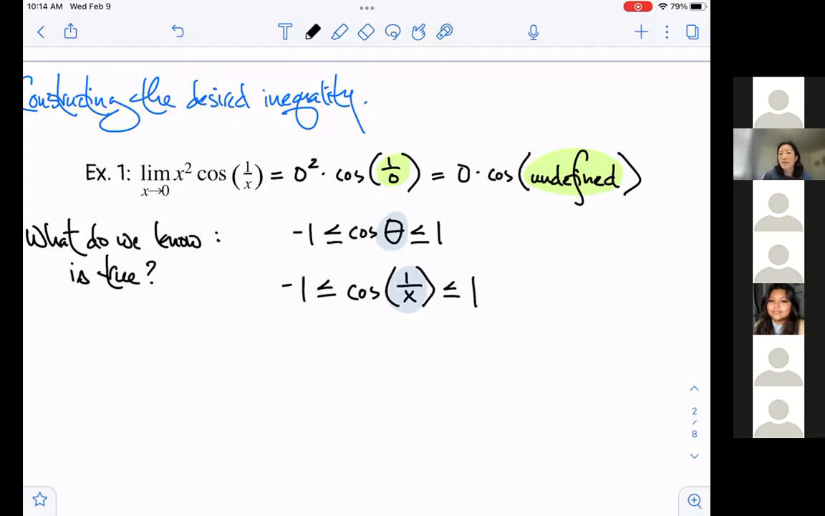Why would I put 1 over x? Is it because we're working with that problem? So you're just trying to get our brains to operate no matter what is in that number right there. This is going to be -1 to 1. Yes, exactly. Because the problem that I want to answer has cosine of 1 over x, if I can call theta anything, let me just call it 1 over x. Okay.